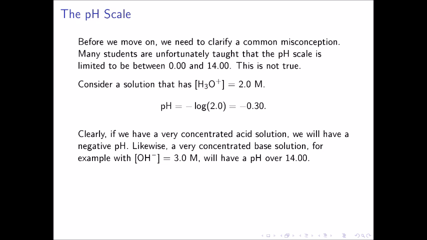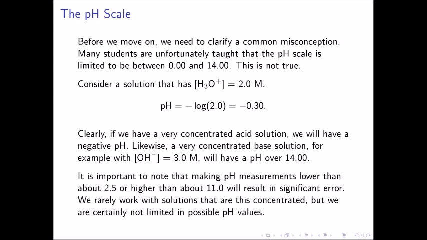Likewise, a very concentrated base solution, for example with a hydroxide ion concentration equal to 3.0 molar, will have a pH greater than 14. Now, it is important to remember that when making pH measurements lower than about 2.5 or higher than about 11, we will generate significant error in our readings. We rarely work with solutions that are this concentrated, but we are certainly not limited in possible pH values.